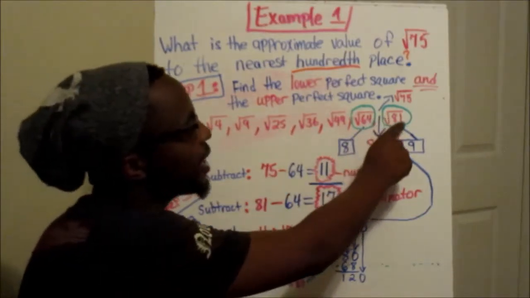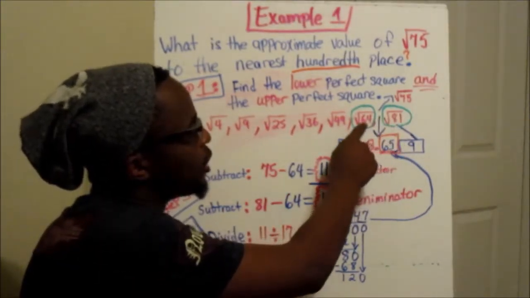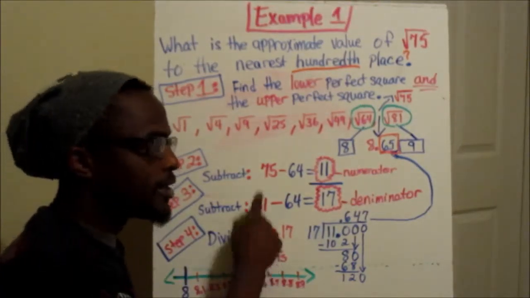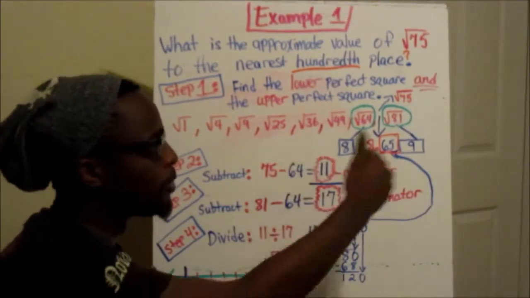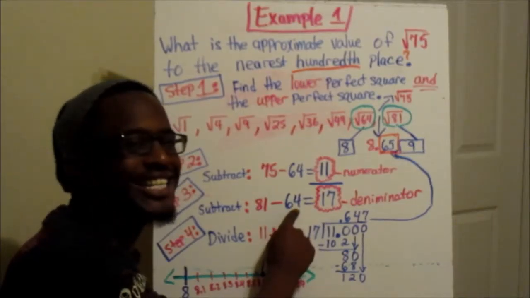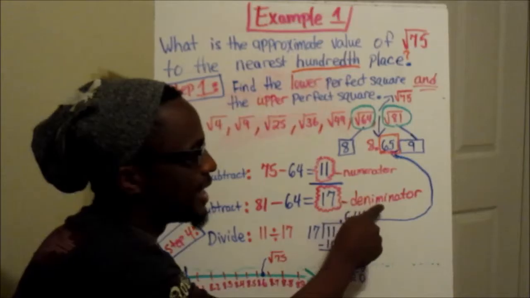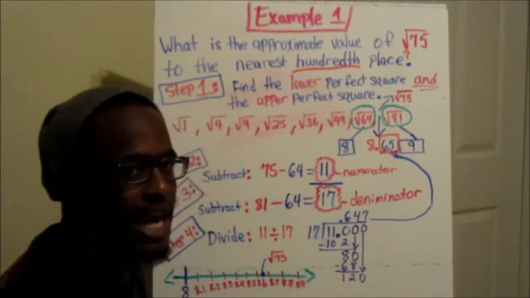Next, we're going to subtract the lower square from the upper square. So I have 81 as our upper perfect square, and I subtract 64. All right, and then I get 17, and I'm going to label that my denominator.